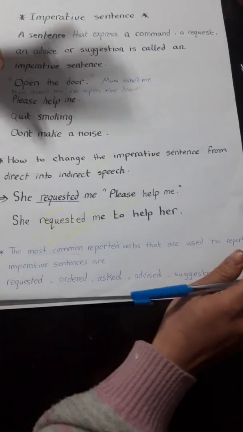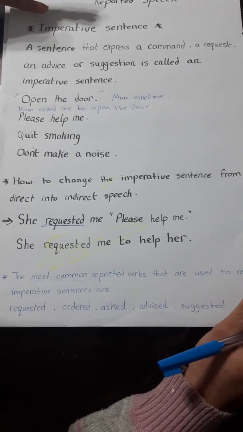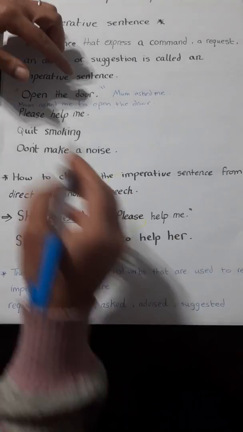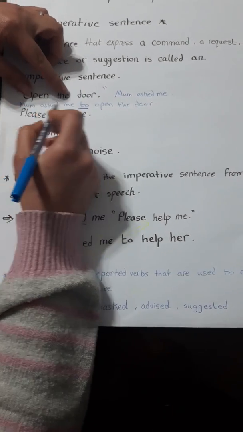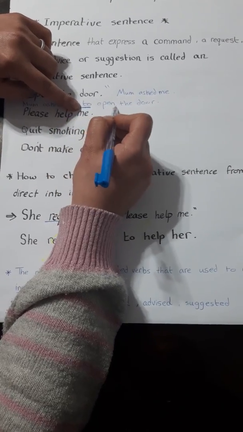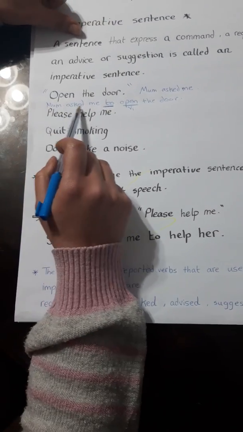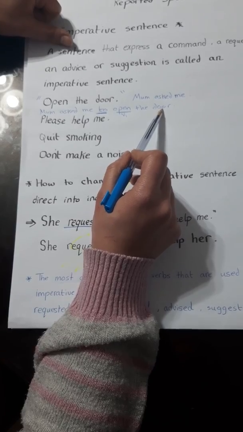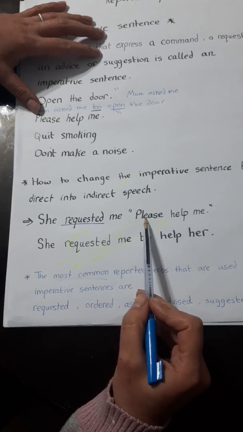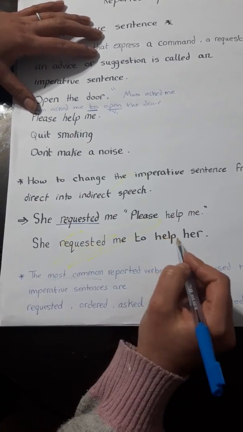Actually, we don't change this kind of sentence the same as the normal one, because here we put to instead of that. She asked me to open the door. Notice that to is always followed by verb 1. So Mom asked me to open the door. What about the second one? Please help me. This is like this one. So she requested me to help her.